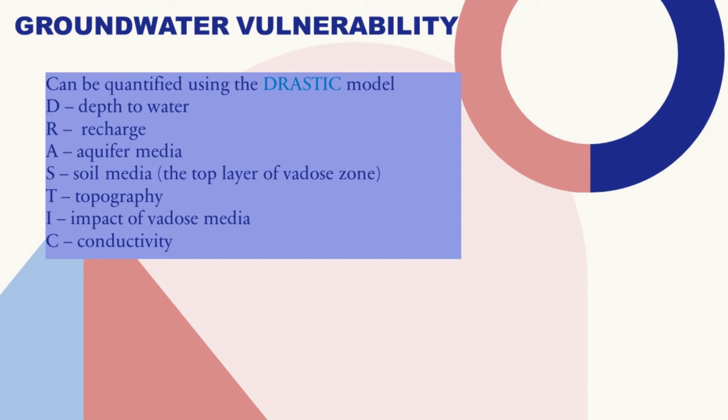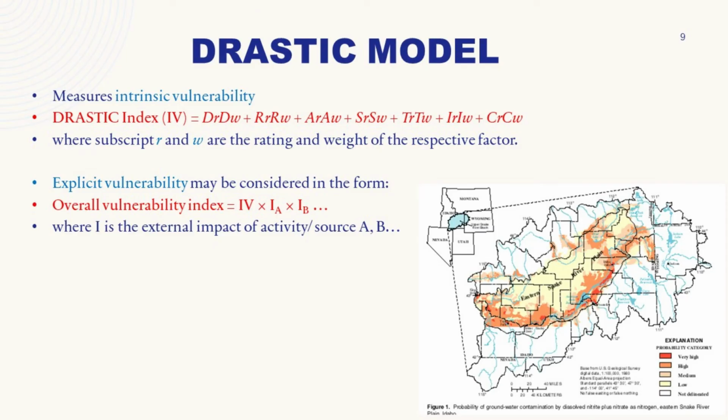DRASTIC is a model that considers the main hydrological and geological factors with a potential impact on aquifer pollution. Its acronym stands for D, depth to groundwater; R, recharge rate; A, aquifer media; S, soil media; T, topography; I, impact of the vadose zone; C, aquifer hydraulic conductivity. A high DRASTIC index corresponds to a high vulnerability of the aquifer to pollution. In the DRASTIC index, each parameter is rated on a scale from 1 to 10 that shows the relative contamination potential of that parameter for that area. The overall DRASTIC index is established by applying the following formula as shown in the slide. R and W are the rating and weight of the respective factor.